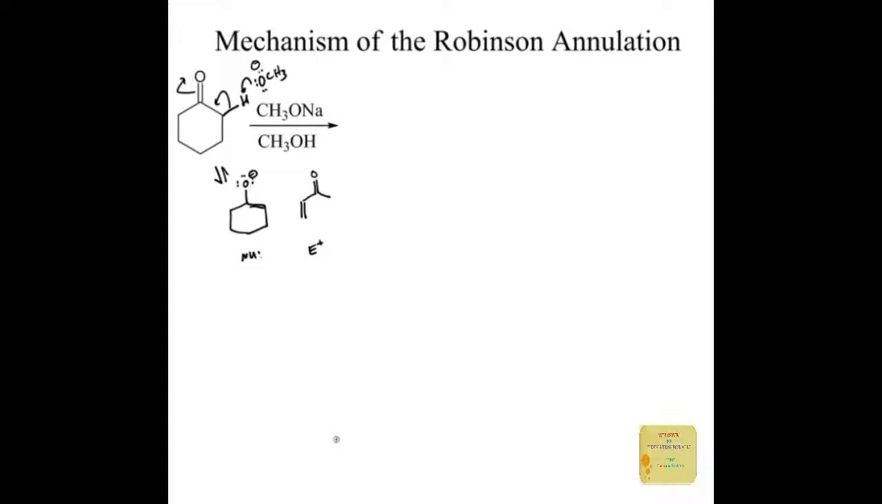So that is our electrophile. So what does the nucleophile do? Alpha carbon to this beta carbon, that's the bond we're forming. Enolate attacks, breaks the pi bond, breaks the pi bond. Look at that, 4 arrows all in a single step of the mechanism.